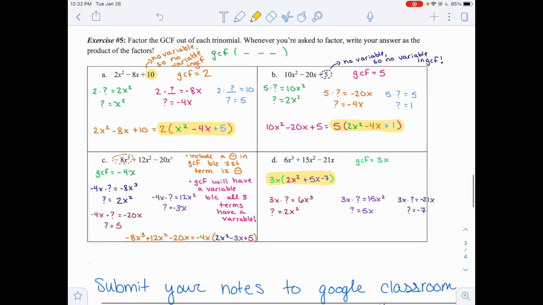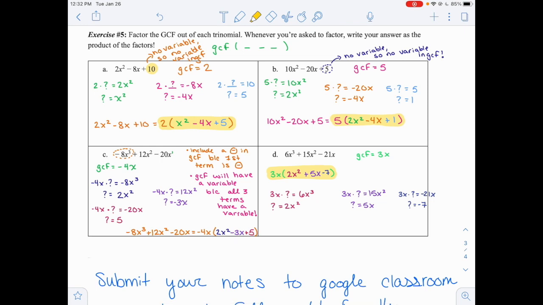So that's how we factor a GCF from binomials and trinomials. If you have questions, let me know.